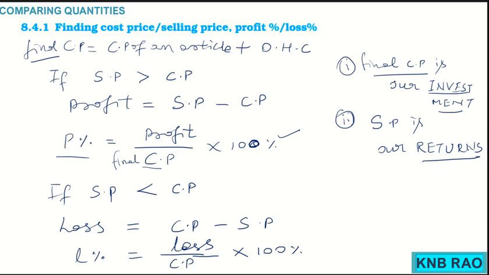When we invest something, we expect returns being more than what we have invested. Suppose we get less returns than our investment, then we are suffering a loss. Loss is always the difference between cost price and selling price. Loss percentage is also calculated out of our investment, that is, loss upon final cost price into 100 percentile will give loss percentage.